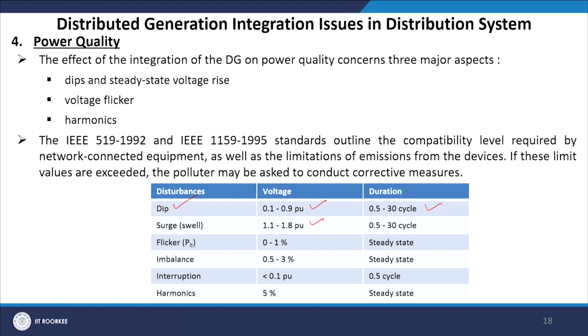Dip means basically how much lower you can go from the peak. Surge is how much maximum beyond the peak you can reach and how long it can sustain, that is, 0.5 cycle to 30 cycles. Flicker 0 to 1%, imbalance 0.5 to 3%, interruptions less than 0.1 per unit, harmonics 5%, and they are majorly at steady states. We'll look into those aspects in detail in our next lecture.